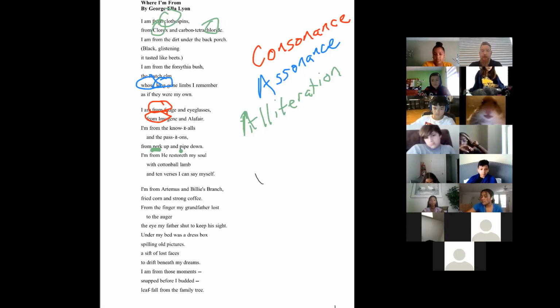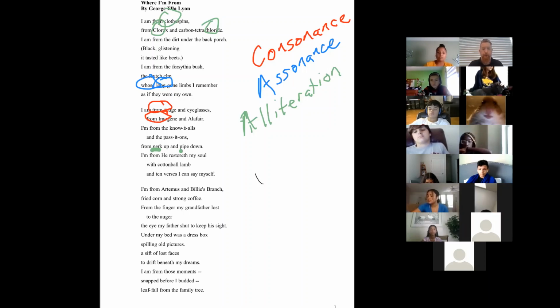Billy's branch. So there are some other things for us to be looking at through here that would be helpful for us to actually identify these three different sound device terms. And again, it's consonance, assonance, and alliteration. Alliteration is repeated sound at the beginning of a word, generally speaking. Assonance is repeated vowel sound, and consonance is repeated consonant sound. So a little point of review for us to just keep things going here.